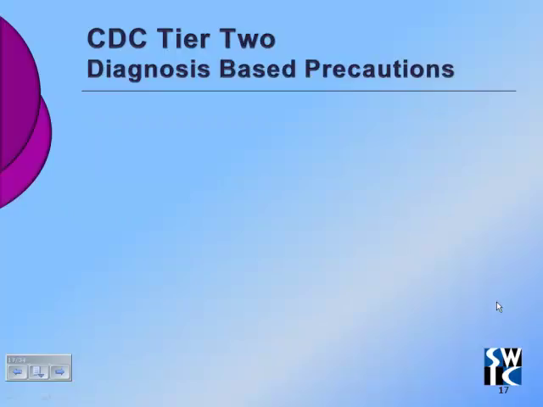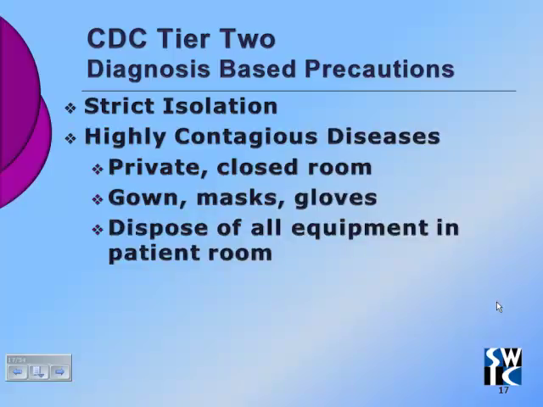Tier 2 precautions are based on what is wrong with the patient. Strict isolation patients are diagnosed with a highly contagious disease. They must be put into a private, closed room with a negative airflow. When you are dealing with the patient, you must wear a gown, mask, and gloves, and all equipment must be disposed of in the patient room.